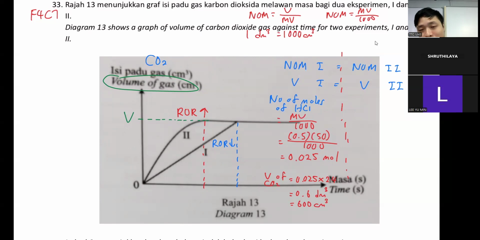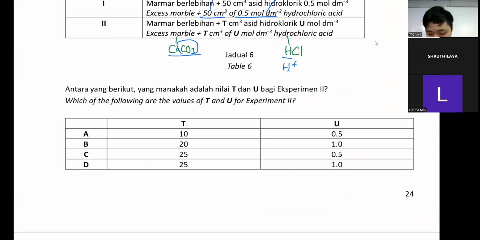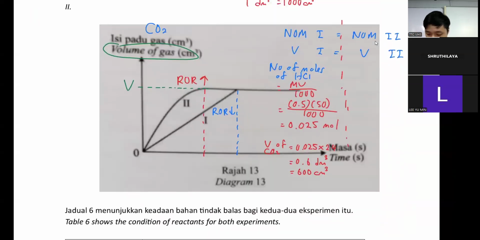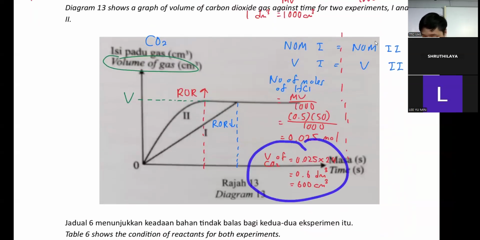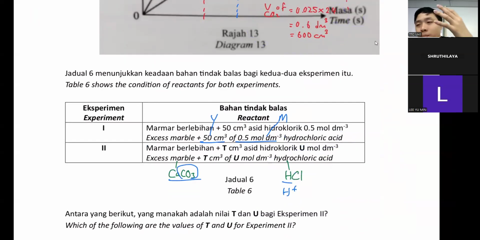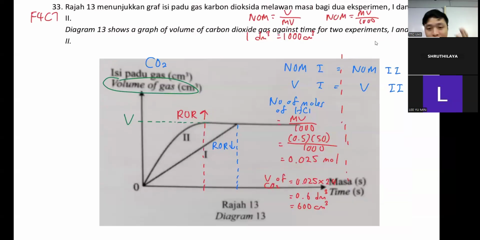So for the first calculation, I did the long way so that you understand what happened, because this kind of question is very confusing if you don't understand. For the second, they give T cm cube and U mol per dm cube, and ask you to suggest which one is correct. So you think properly. Here you use the same acid, so you won't be affected by monoprotic or diprotic.